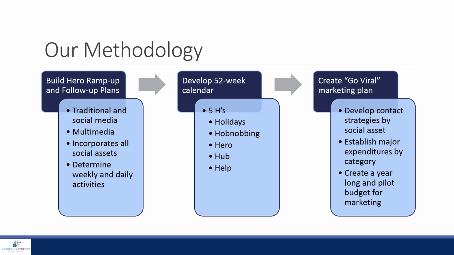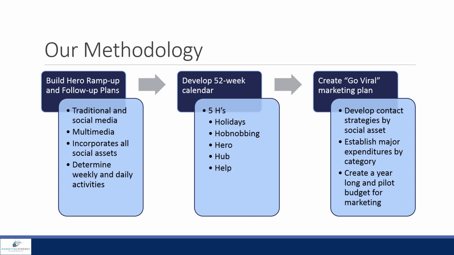We'll look at holidays relative to your target market and identify the dates of those. Hobnobbing means what are the conventions and conferences and activities and events that they will go to. We'll identify those and glean out as much information as we can so you can use that. Then we do hero, hub, and help as our levels of activity. So it puts together a 5H solution that gives you a 52-week calendar plus actually daily activities.